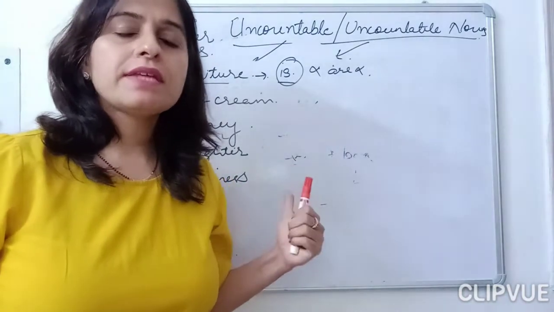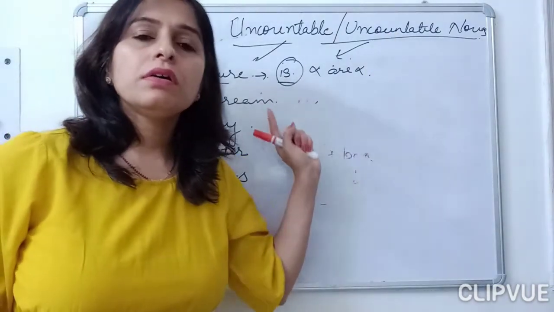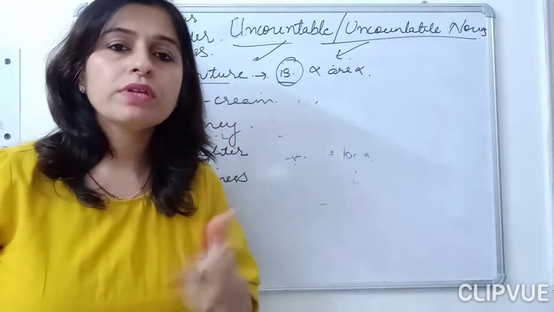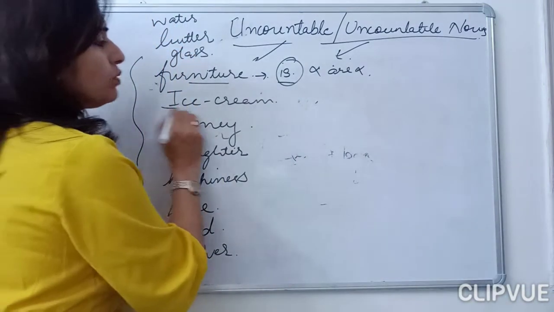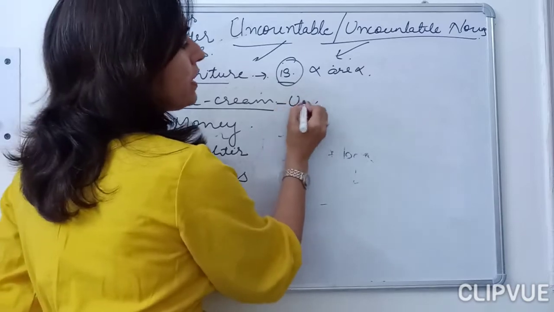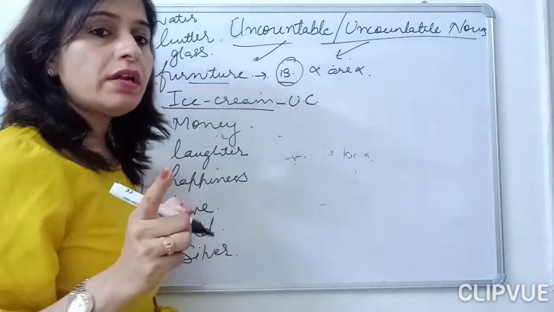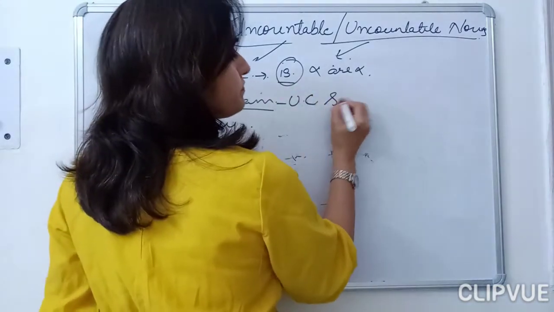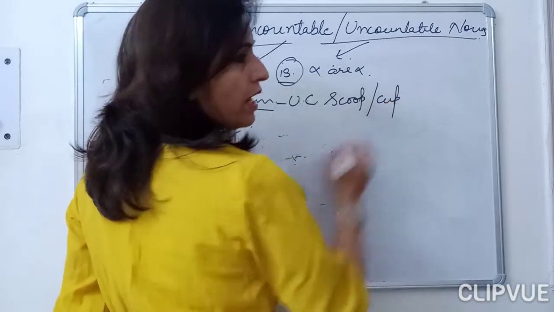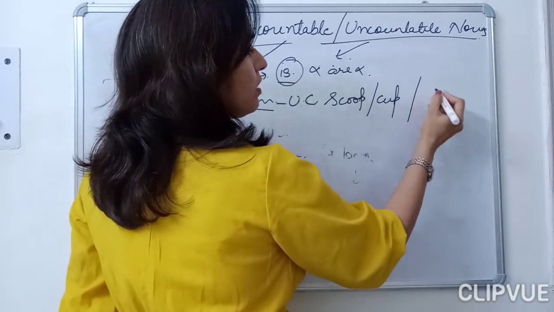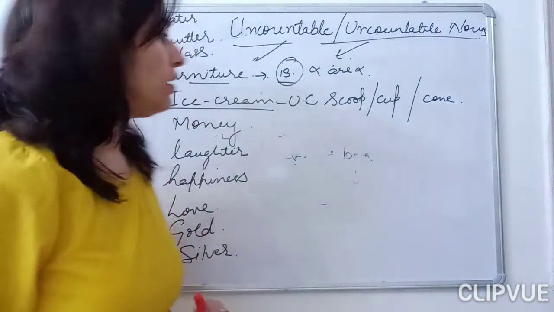First, let us understand why we are saying that these nouns cannot be counted. Now see children, suppose I take ice cream. Ice cream is an uncountable noun. You cannot count ice cream, but you can count when I say a scoop of ice cream, a cup of ice cream, or a cone of ice cream. Then it becomes my countable noun.